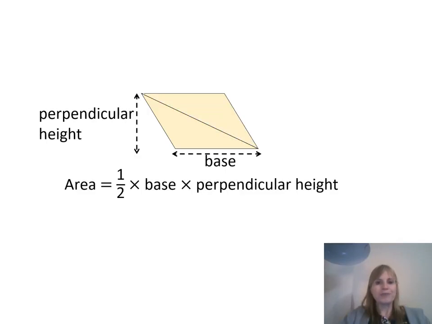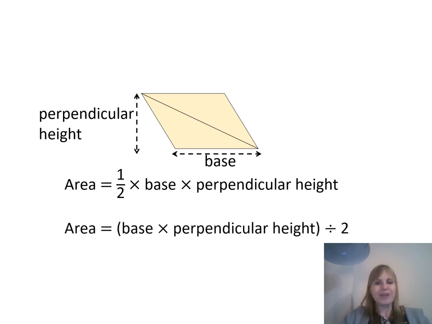A triangle is half a parallelogram. So if we know that the area of a parallelogram is base times perpendicular height, a triangle would be half times base times perpendicular height. Another way of writing this is the area is equal to base times perpendicular height, and then you divide that by 2.